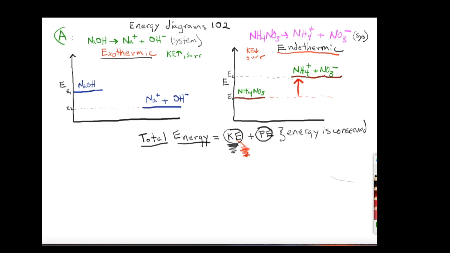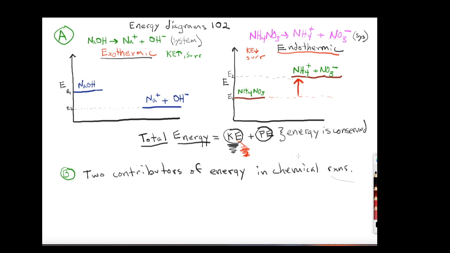So I'm going to call this A. And down here is going to be B. Okay, in the second part of this, what I want to emphasize at the beginning, so we're going to step back from this just a little bit. And what we're going to say is that there are two contributors of energy in chemical reactions. And we've been talking about one of them. So let's go ahead and list that out first.